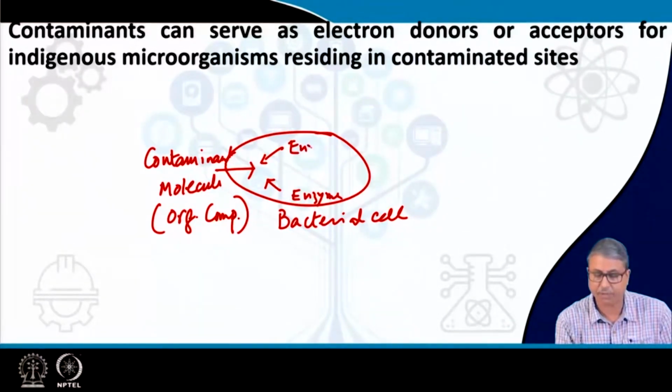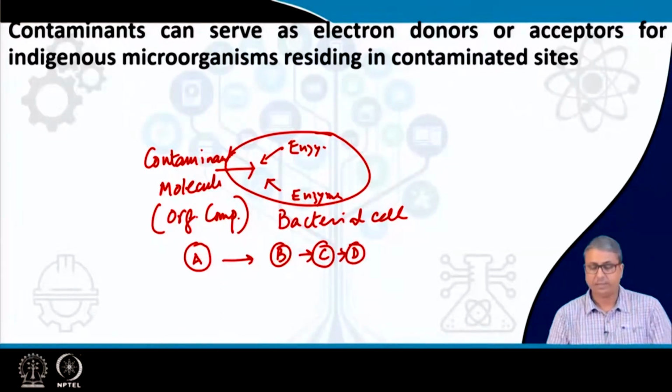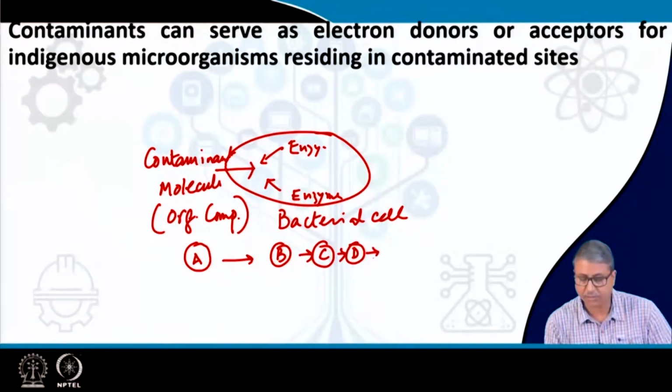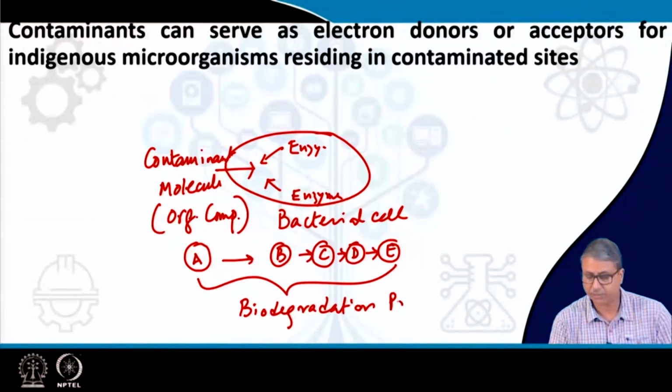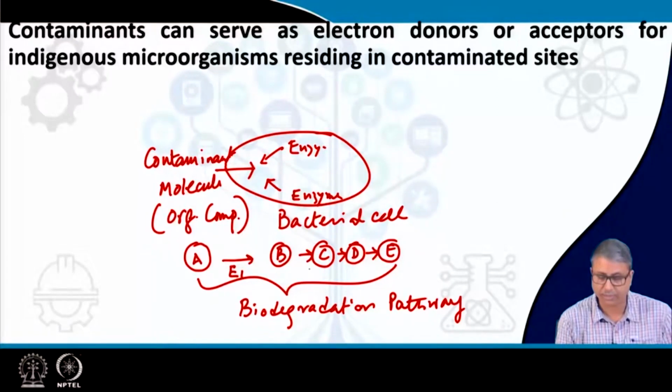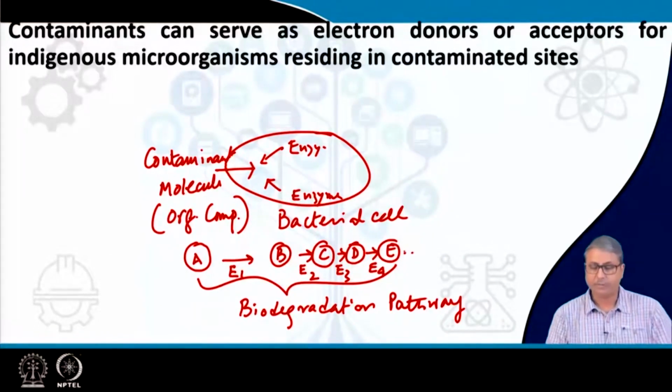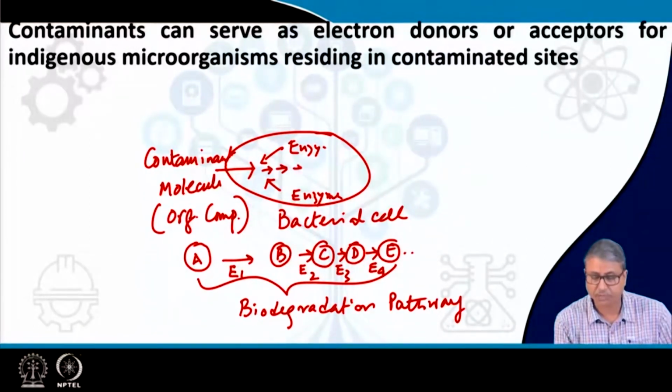A number of enzymes are deployed, so that the large compound A, for example, is broken down into smaller intermediates, and some of these intermediates or the end products of these, you may consider as the biodegradation pathway, which is all catalyzed by individual enzymes. So, we can name them like E1, E2, E3 and E4 and so on. Now, these products of this biodegradation pathway, for example, E in this case.